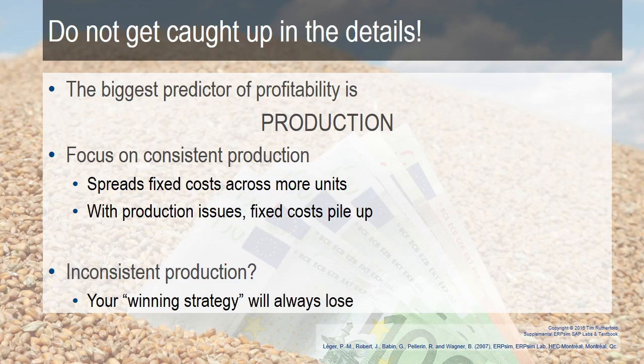The reason for this is it spreads the fixed costs across more units, the higher your productivity is. If you have production issues, then the fixed costs pile up, and then your strategy for investing in the company is really just another expense, and it's not helping you at all. So make sure you have consistent production. Otherwise, your winning strategy will always lose. So inconsistent production is always the basis for a company that's not performing well.